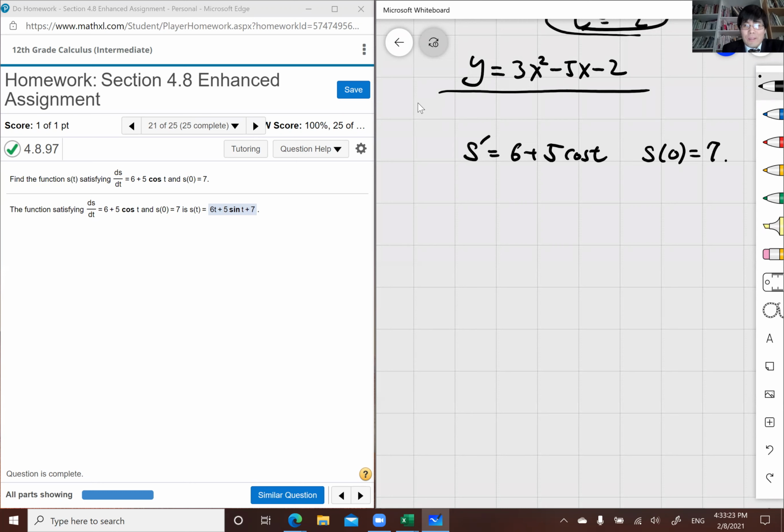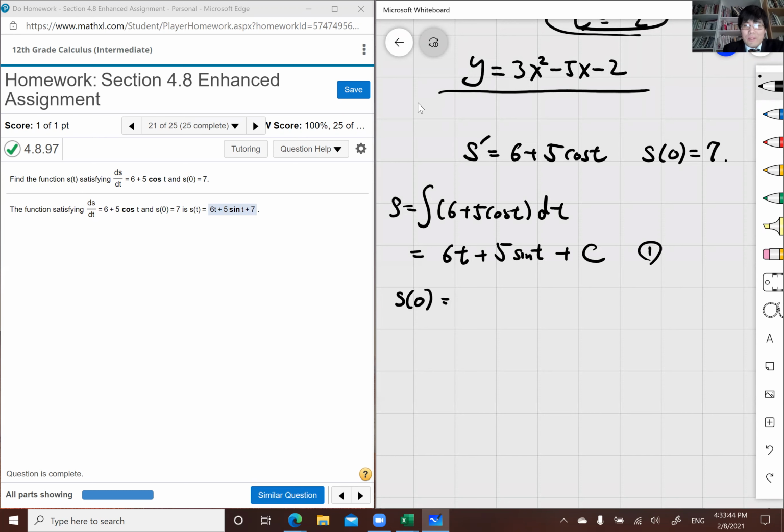Okay, now let's integrate 6 plus 5 cosine t with respect to t. That's going to become 6t plus 5 sine t plus a constant. Okay, so that's 1. And since when t is equal to 0, sine 0 is 0, so that becomes 7. So c must be 7. So from 1 and 2, you can get s is equal to 6t plus 5 sine t plus 7.